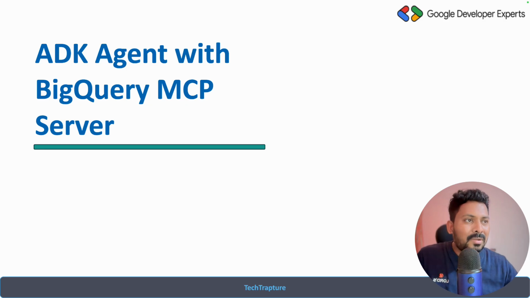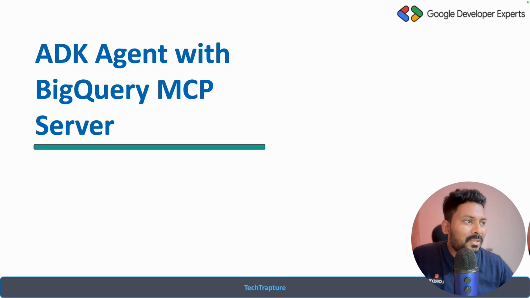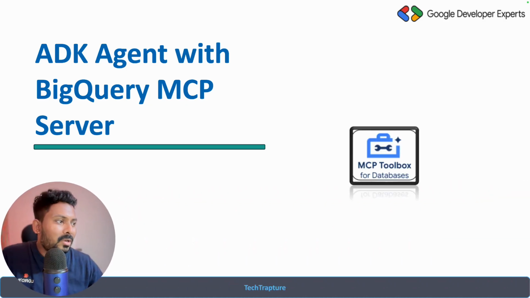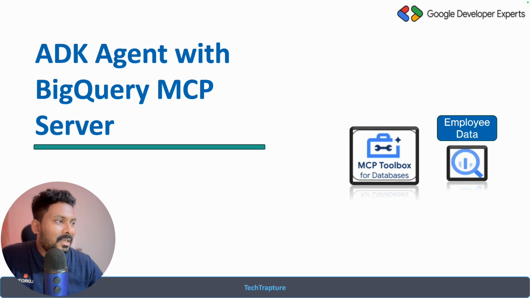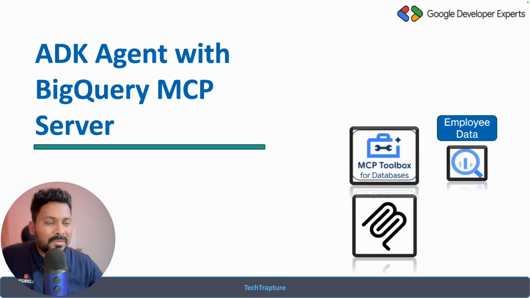Okay, so let's talk about this project, what we are going to do in this video. We'll be using the MCP Toolbox for Databases, which we covered in our last sessions: what it is and how we can use it. Then we have employee data, which is a table in our BigQuery dataset. We'll be creating MCP servers for our BigQuery data and using the inbuilt tools. Apart from the inbuilt tools, we are also creating our own tools for our analysis. I'll walk you through how we can use inbuilt tools and how we can create our own tools as well.